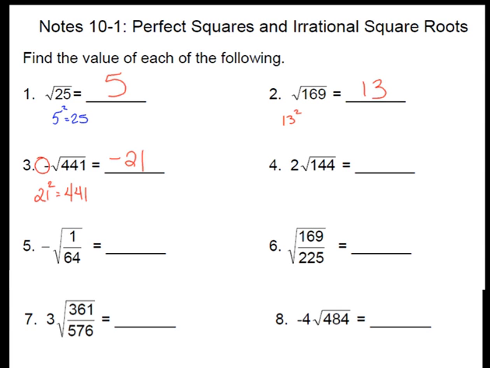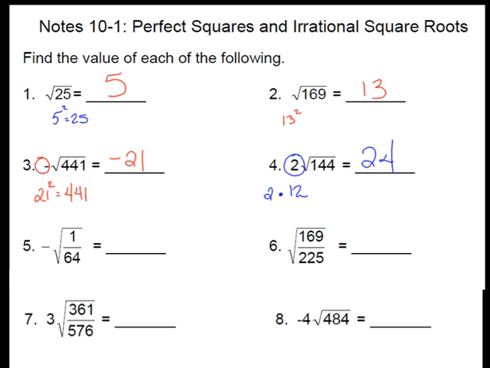So the square root of 441 is 21. Now with number 4 here, this 2 is going to be over here chilling, waiting to see what happens with my radical. So I say, what's the square root of 144? Well, 144 is 12 times 12, or 12 squared, so the square root of it would be 12. Now I multiply 2 times 12, so I have 24 as my answer.